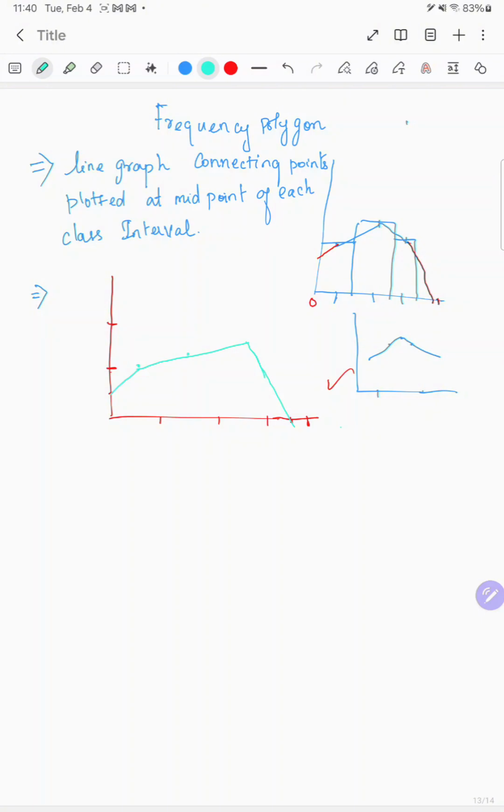Why is the frequency polygon connected to the x-axis? Because when the data is evenly distributed along the x-axis, this creates triangles that can be roughly congruent to each other. Roughly congruent in the sense, what's the meaning? Congruent means same size and shape. That is the congruent triangle.